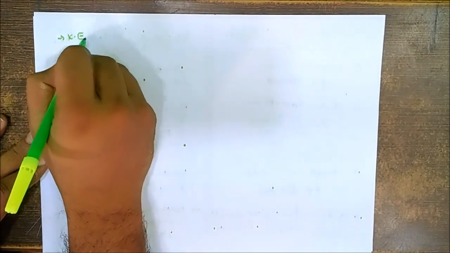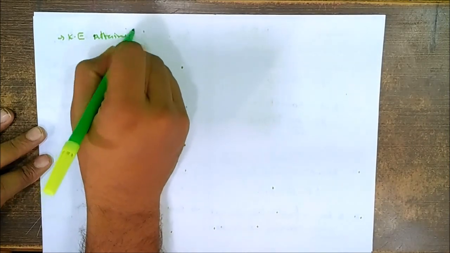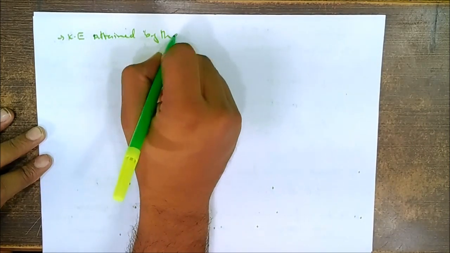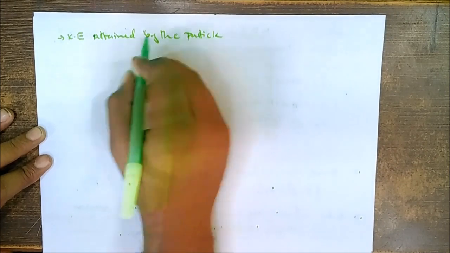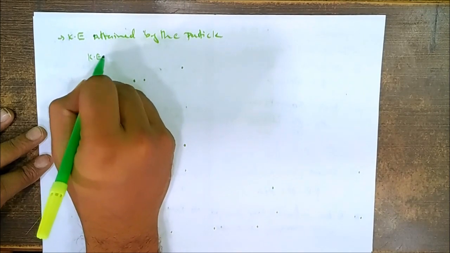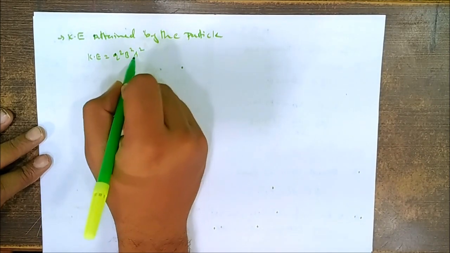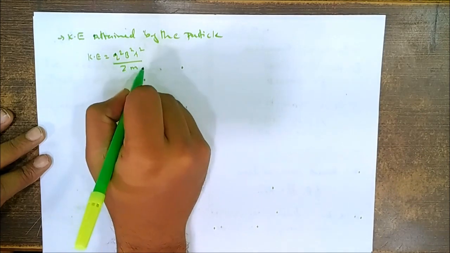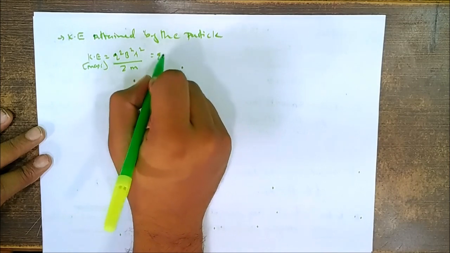Now kinetic energy attained by the particle is given as kinetic energy is equals to Q square B square R square upon 2m. Now this is nothing but maximum kinetic energy, which can also be given as QE.